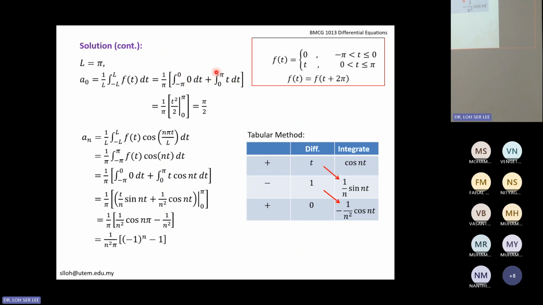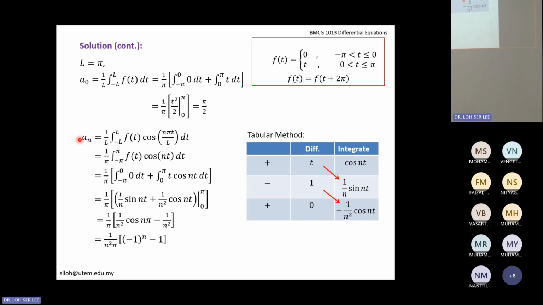So we just need to solve for this. Integrate t, we get t squared over 2, from 0 up to pi. But do not forget about this 1 over pi in front. Just substitute pi and then 0 into t to get the final answer.